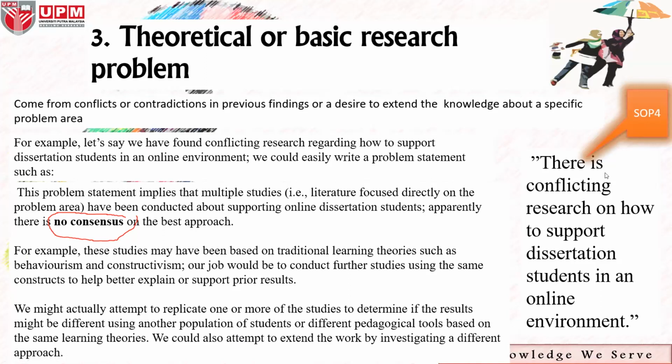So ini, for example, there is conflicting research on how to support dissertation students in an online environment. Conflicting means that the findings are in contradiction. So how are we supposed to know there is a contradiction? Meaning that you need to conduct your own analysis. How to conduct the analysis? Up to you. Whichever tools are preferable to you to assist you in doing your literature review or analysis.